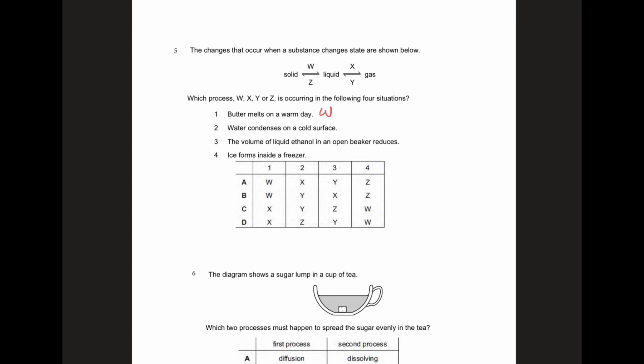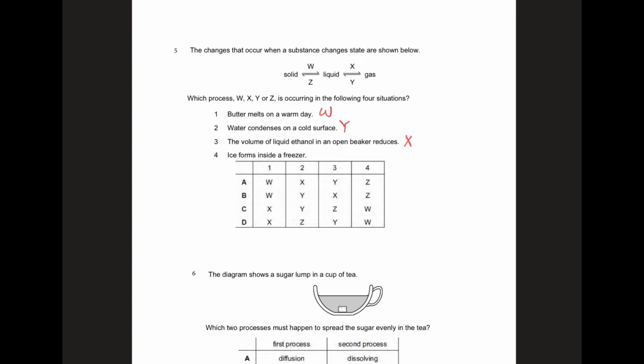Z. Condense is vapor to, gas to liquid. Gas to liquid. So Y. Yeah, it's Y. Okay, now number 3. The volume of liquid ethanol in an open beaker reduces. X. Okay, so after all this is evaporation, so it's true. And number 4, ice forms inside a freezer.